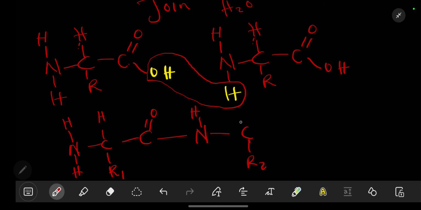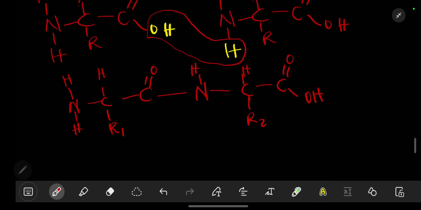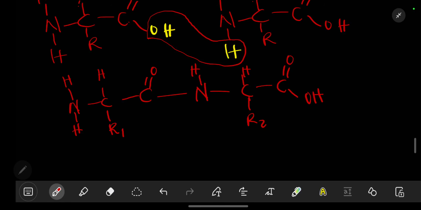We have our R2 there. We have our H. We have our C. We have double bond O. We have our OH like that. So this is how the bonds take place. Now these are held together by what we call peptide bonds.